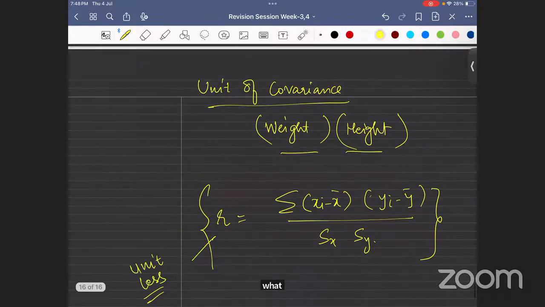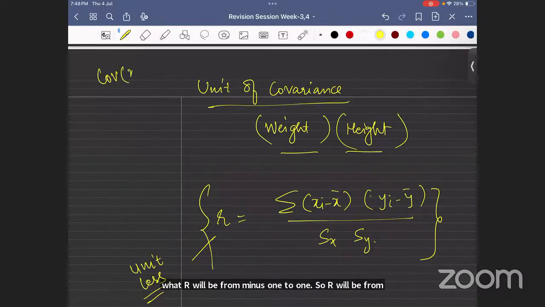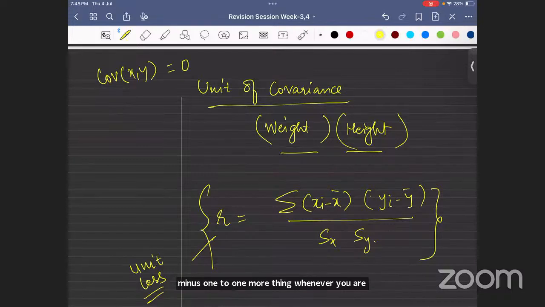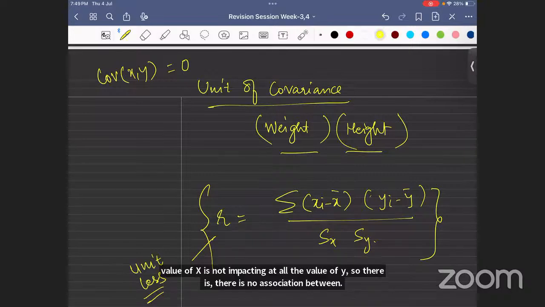One more thing: whenever you are calculating a covariance, and if you are getting the covariance as 0, that means x and y are totally independent. The value of x is not impacting the value of y at all. So there is no association between the numerical variables x and y.